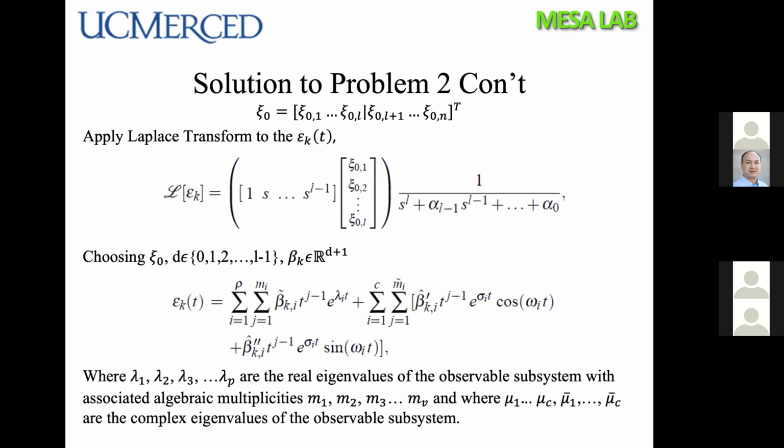Thus, epsilon_k(t) is a linear combination of the modes of the observable subsystem with arbitrary coefficients, and can be written like this, where lambda_1 to lambda_p are the real eigenvalues of the observable subsystem with associated algebraic multiplicities m_1 to m_p, and where mu_1 to mu_c and their conjugates are the complex eigenvalues of the observable subsystem.